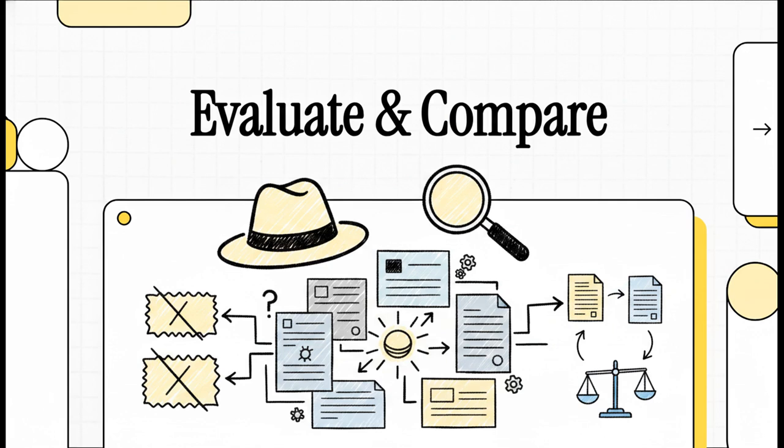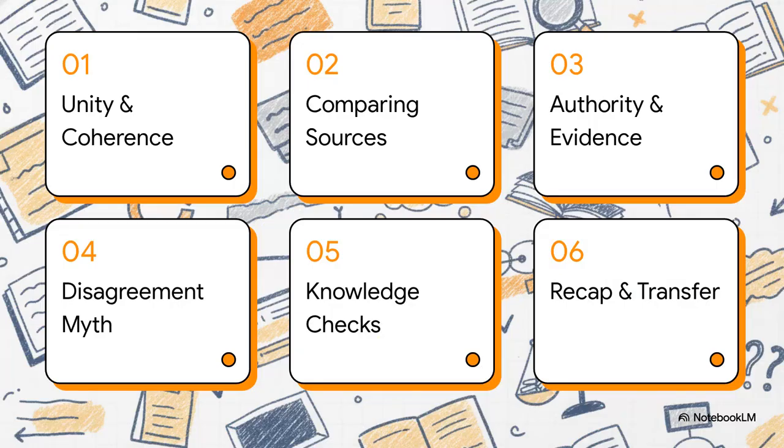Today, we're going to master the exact skills you need to evaluate a paragraph for unity and coherence and critically compare different sources of information. Let's get into it. Here's our cognitive map for today. First up, unity and coherence revision. Next, we're comparing 3 unique sources. Then, evaluating authority and evidence. After that, we'll tackle the disagreement misconception, run through some knowledge checks and reasoning, and finally, wrap things up with a recap and a transfer task.